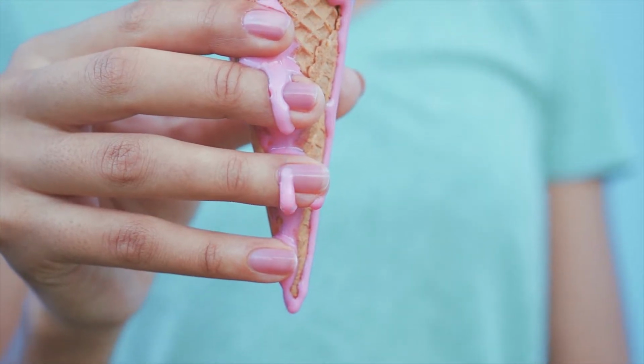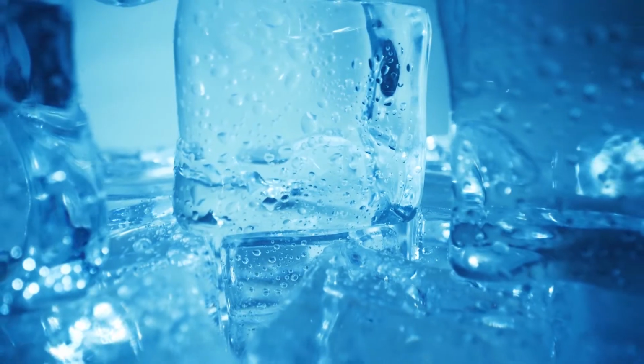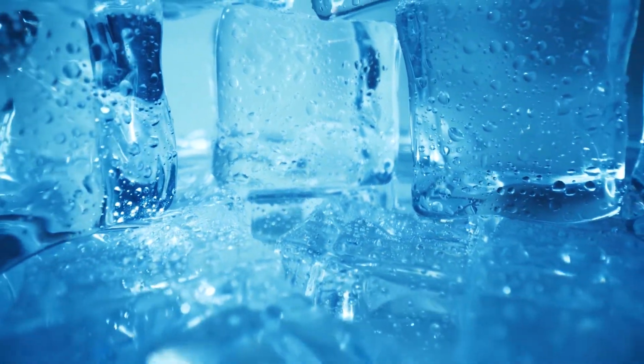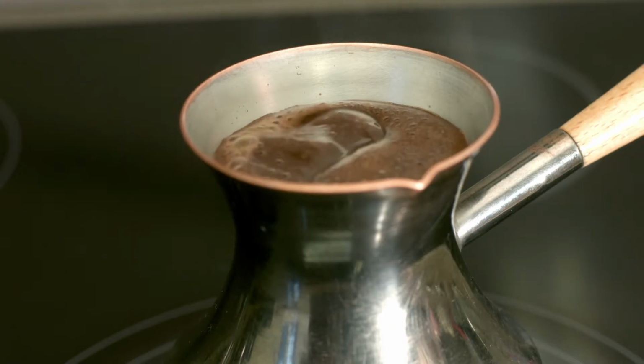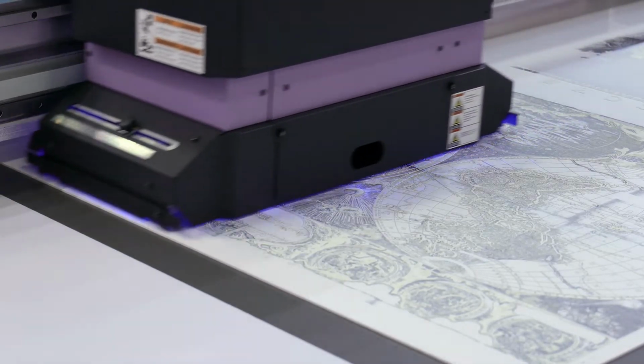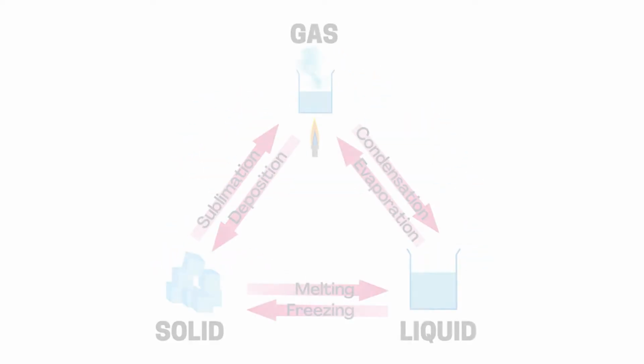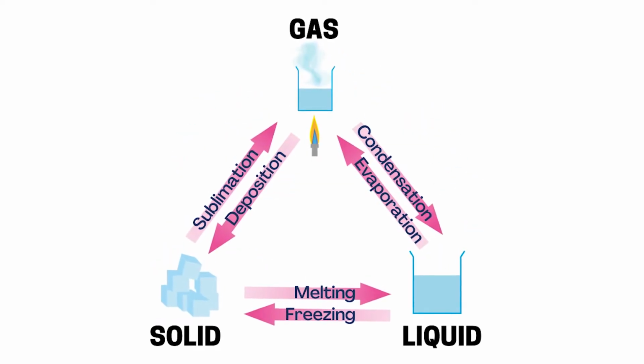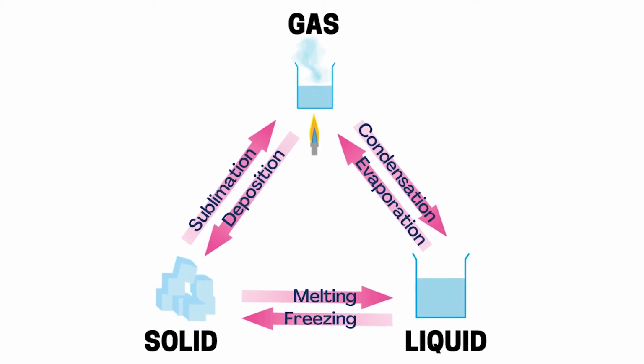Other examples of physical change include melting, freezing, evaporation, condensation, sublimation, and deposition. These processes are also called phase changes because of matter's transition from one phase to another.